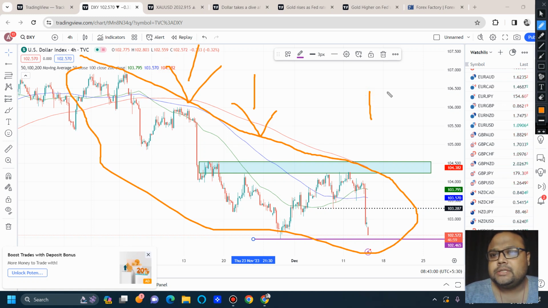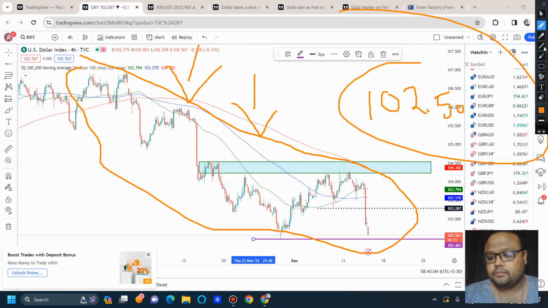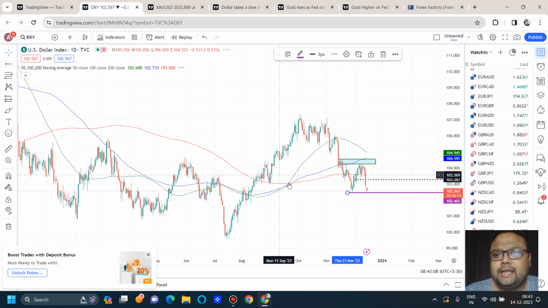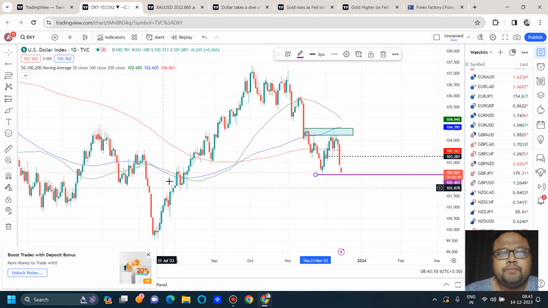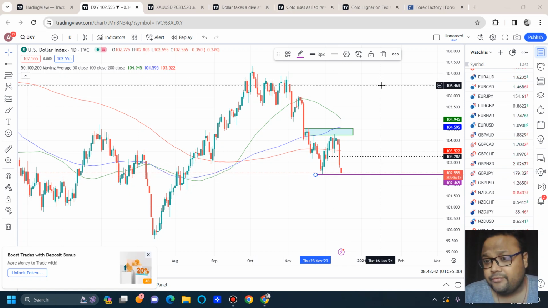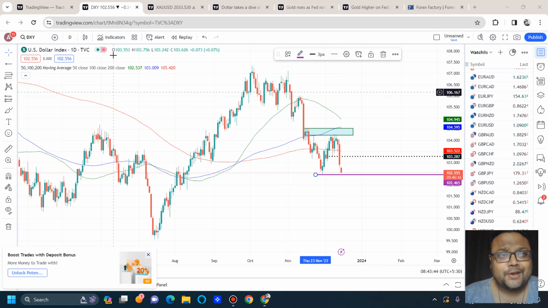Dollar is heading towards the last support of 102.50. Why last support? Let me show you. This is the daily chart of US dollar index DXY, and you can see that this is the last support here. Once dollar will be below 102.50, then we do not have any immediate support and maybe dollar will be heading towards 100. So my dear friends, plan your trades accordingly.